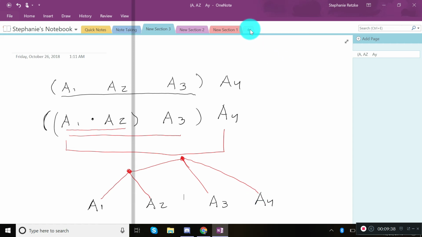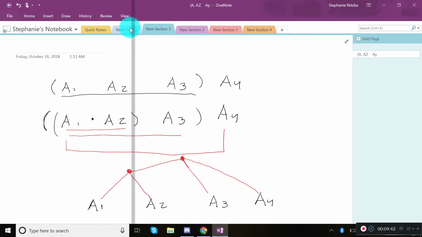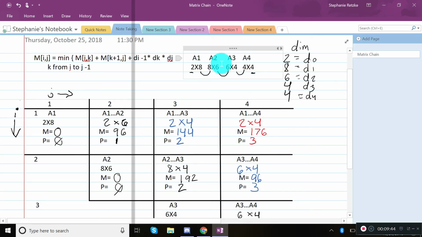Now, heuristics themselves are a little bit different. Heuristics are going to be things like choosing the smallest dimension first. So I'm just going to use this as an example. Okay? The smallest common dimension in this heuristic would be 4. So you would multiply these first.